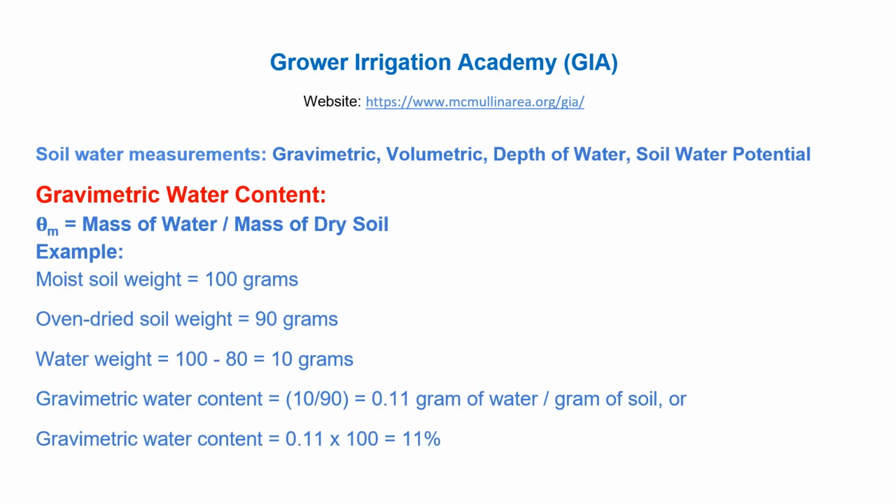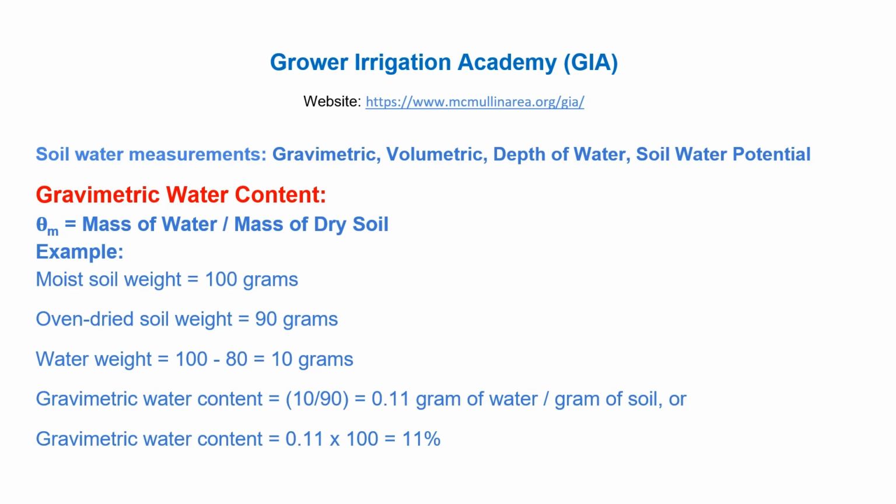Soil water can be expressed by water content or potential. Let us talk about soil water content first. The soil water content can be expressed by weight, volume, or depth. Gravimetric water content is the mass of water divided by the mass of the solid.